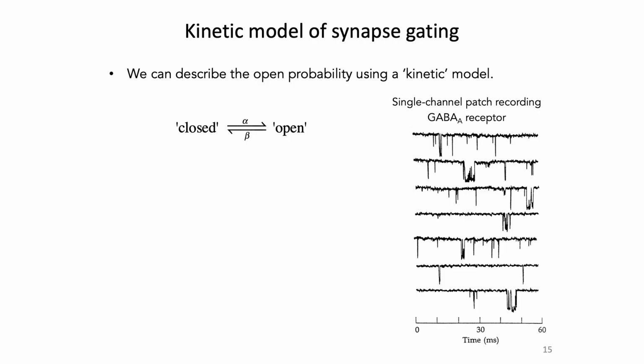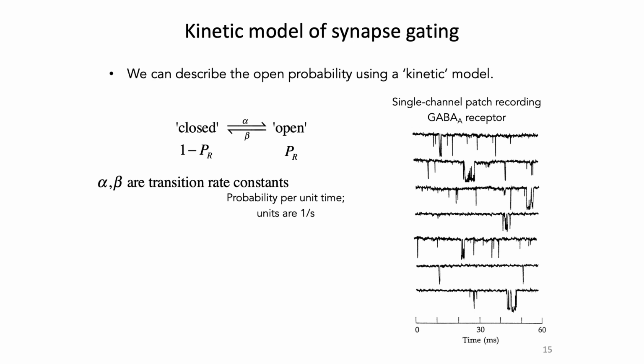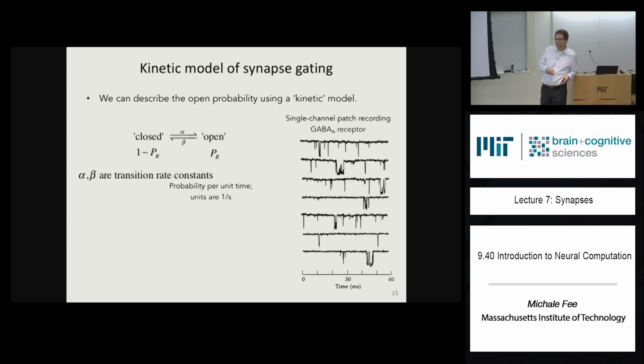Okay, so we can model the neurotransmitter receptors. You write down the probability that it's open, p. The probability that it's closed then has to be 1 minus p. Alpha and beta are rate constants, that's 1 over time. They have units of 1 over time.